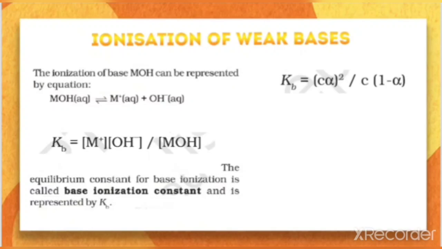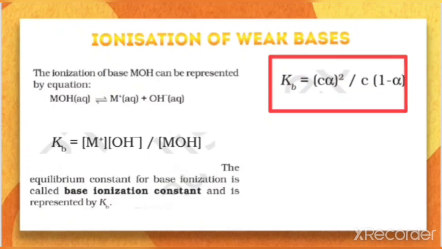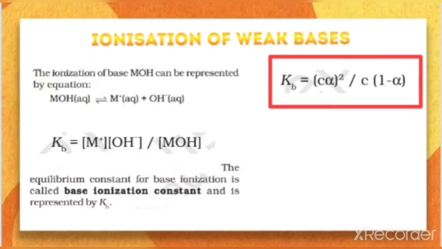Just now we have derived a relation, that is Ka for the acids. Similarly, when we do it for the bases, we will get the formula in the same way as we got it for the case of acid. That is the same formula here, but instead of Ka, we have to use Kb. So Kb is equal to C alpha square divided by 1 minus alpha, where C is the initial concentration, alpha is the extent of ionization, and Kb is called the ionization constant of the weak base.